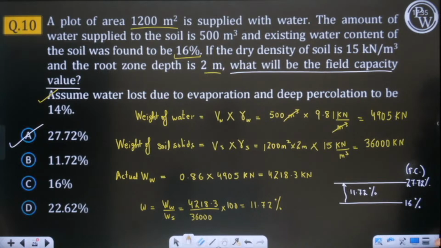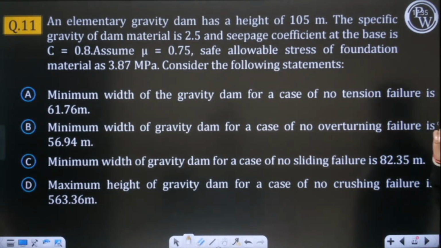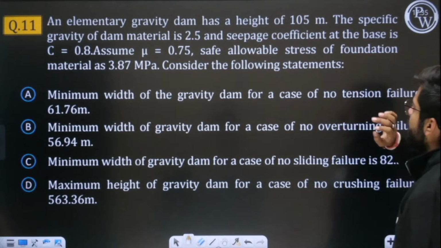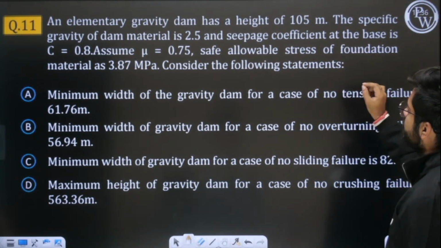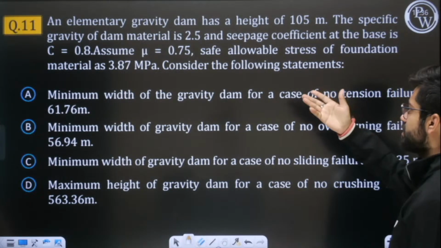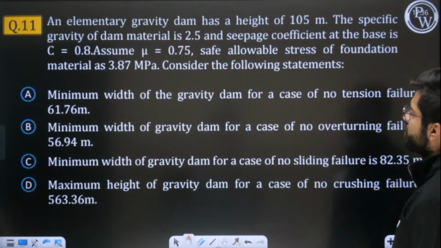Now we'll move on to the next question. This is question number 11. Here you have to find: an elementary gravity dam has a height of 105 meter. Specific gravity of dam material is given to you. Seepage coefficient at the base, C, is given to you. Mu is given to you. Allowable stress of foundation is given to you. Consider the following statements.